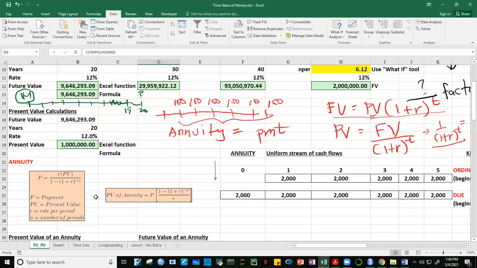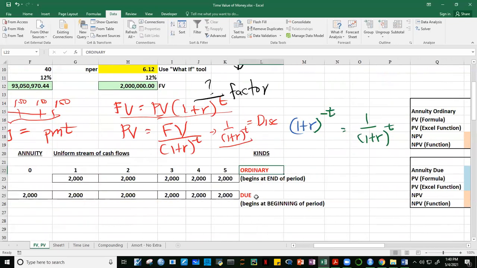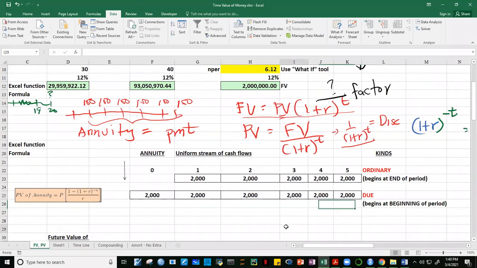Okay? So, si annuity, dalawang klase yan. You have annuity ordinary at saka annuity due. Anong difference sila? Annuity ordinary begins at the end of the period. Okay? Ibig sabihin, ito yung current period. Sa ending yan, which is this one, dun magsisimula yung cash flow. So, this is annuity ordinary.